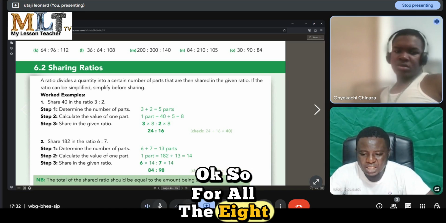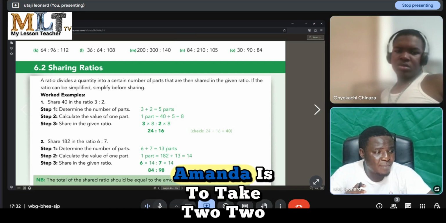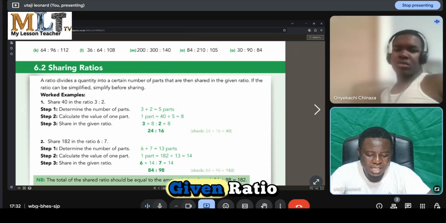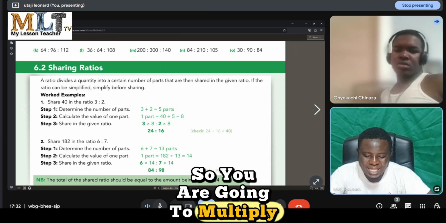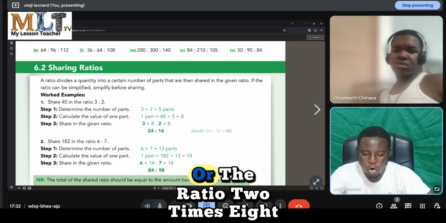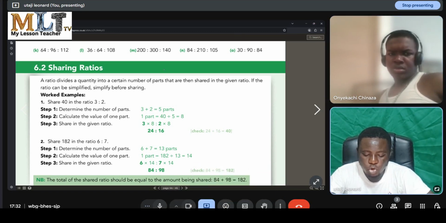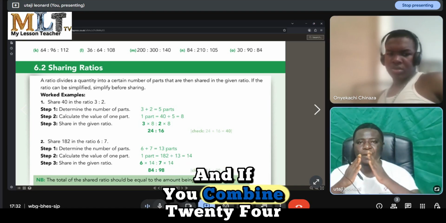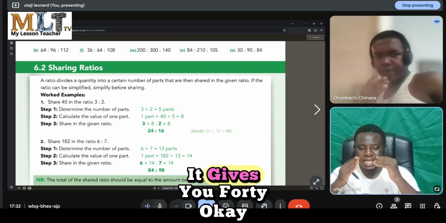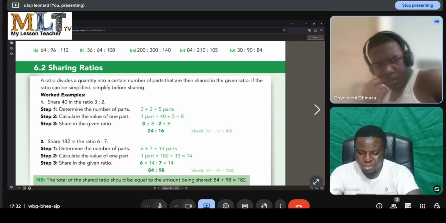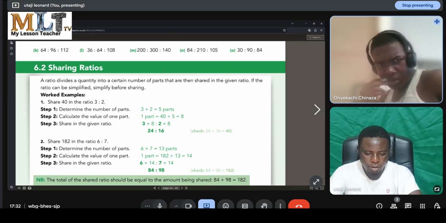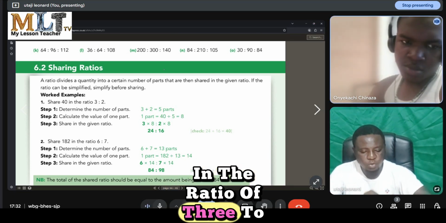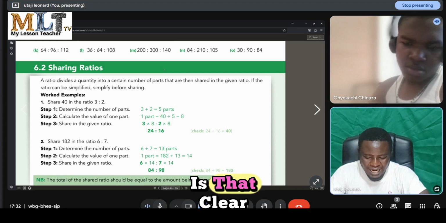So for all the 8 parts, you pick 3, 3, 3, while Amanda takes 2, 2, 2. Step 3 is to share in the given ratio. You multiply 3 times 8, and 2 times 8. So you take 24, while Amanda takes 16. If you combine 24 and 16 together, it gives you 40, which is written here as check. So that is how you share 40 in the ratio of 3 to 2. Is that clear?